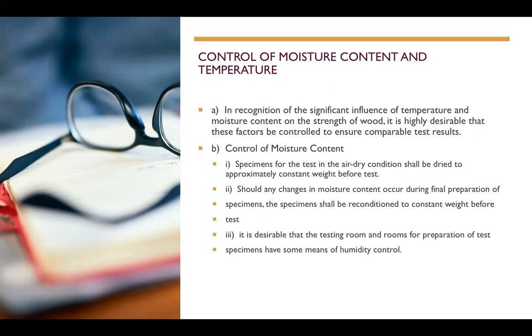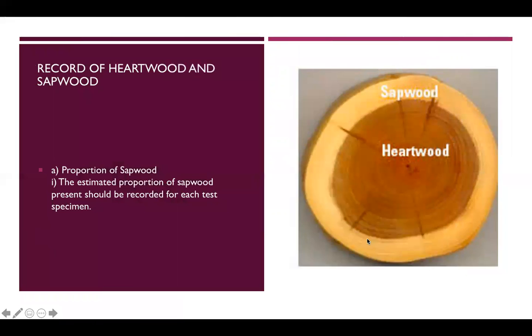The last procedure is, it is desirable that the testing room and rooms for preparation of test specimens have some means of humidity control. And the third procedure would be the record of hardwood and softwood. So the proportion of softwood is first, the estimated portion of softwood percentage should be recorded for each test specimen. So this would be the softwood, this outside area, the outermost area, and the hardwood would be the innermost area.